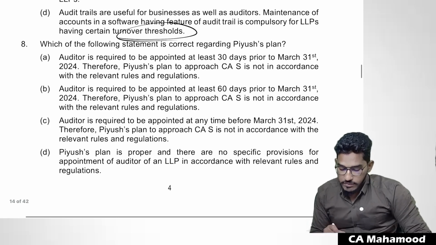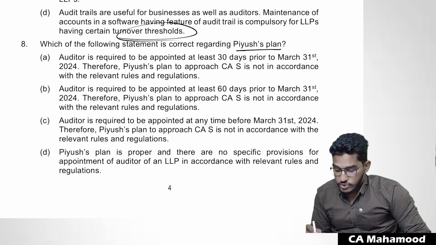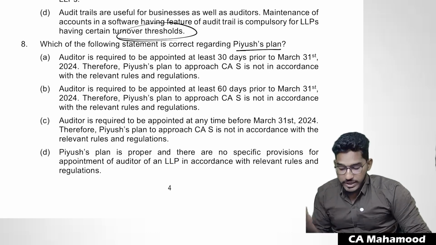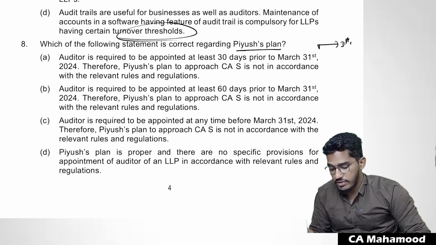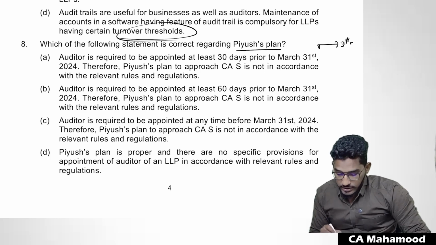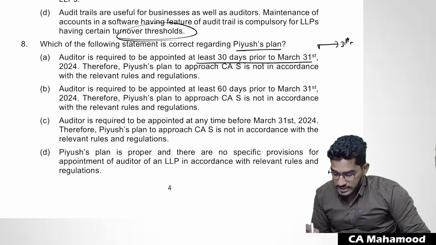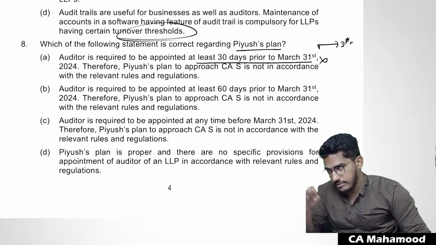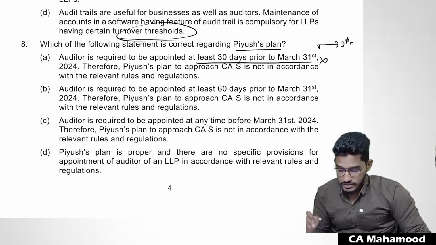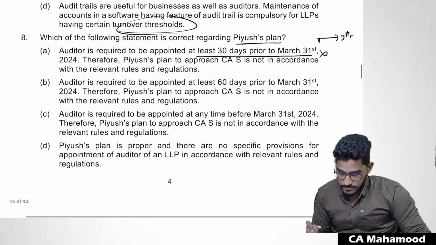Next one. Which of the following statements is correct regarding Piyush's plan? So they are appointing the auditor, no, after the closure of the financial year. Is it correct? No. Since it is the first year, auditor has to be appointed on or before 31st of March. So auditor is required to be appointed at least 30 days prior to March 31st. No, he's a first auditor. He can be appointed at any point of time before 31st of March, not 30 days prior to the 31st of March.